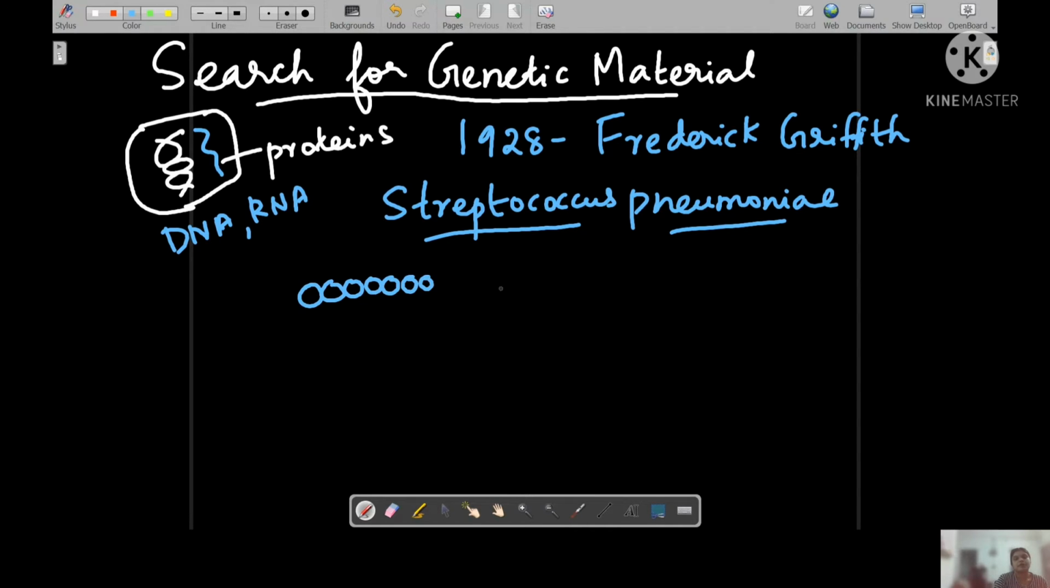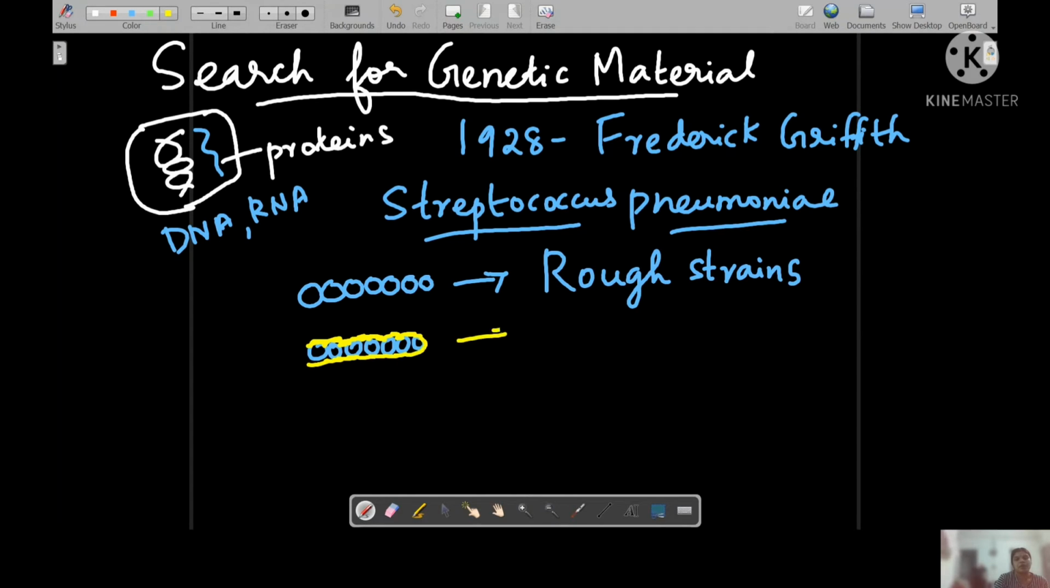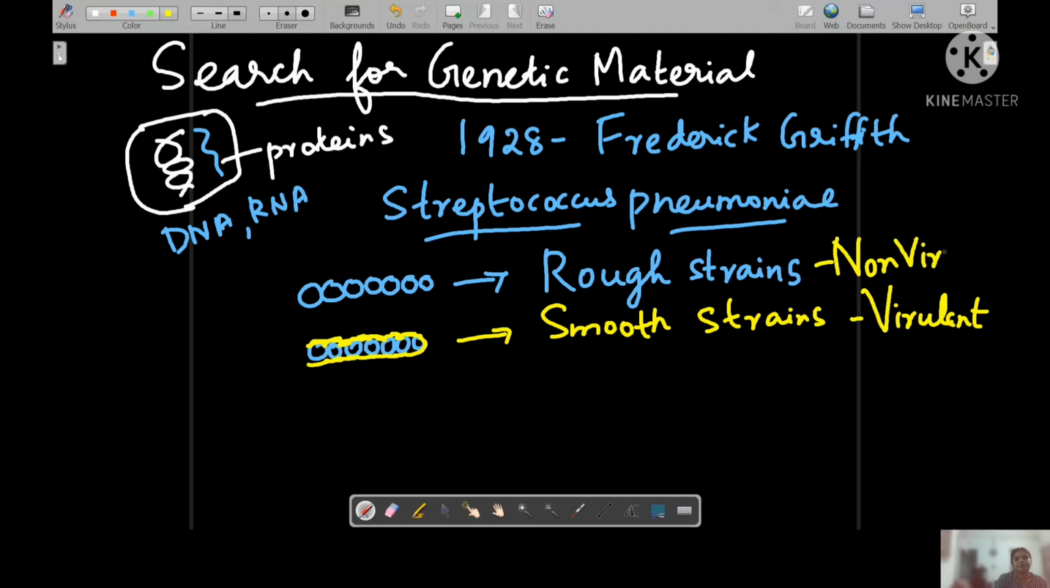If the Streptococcus pneumoniae are not covered with any polysaccharide coating, then they are called rough strains. Rough strains are harmless. Whereas there are Streptococcus pneumoniae that are covered with capsules. They are covered with a coating and they appear smooth in the microscope. So they are called smooth strains. The smooth strains are virulent. They are harmful, whereas rough strains are non-virulent.